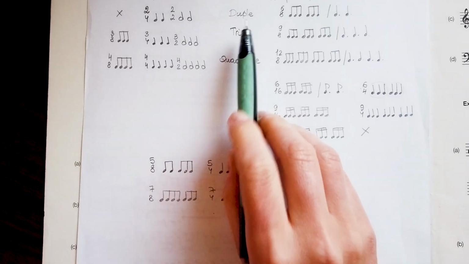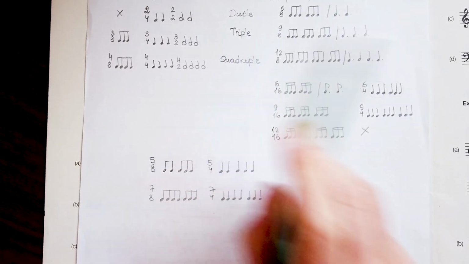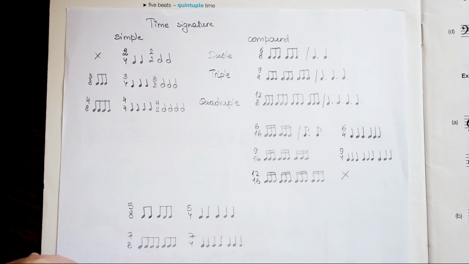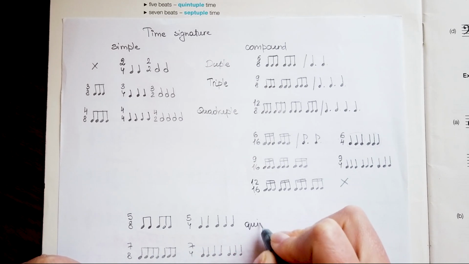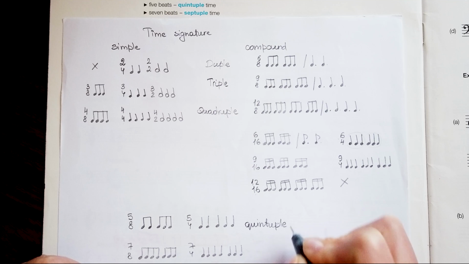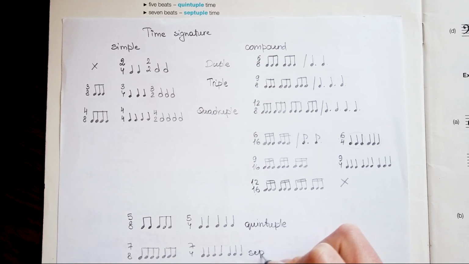Like we have duple, triple, and quadruple, we have here as well quintuple and septuple. So quintuple will be for fifths, and septuple will be for the sevenths.